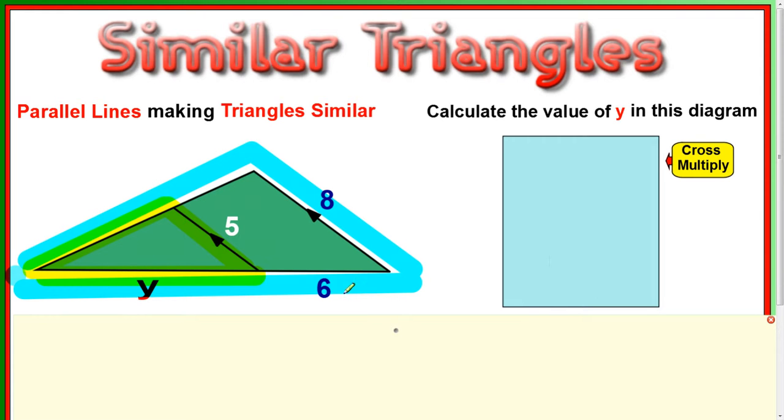But again, the bottom bit's a wee bit tricky to work out if you don't know what you're doing. From here to here's y, and from here to here's 6. So a lot of people write 6y, which is wrong. You don't multiply these two things. If that was, I don't know, 7 and that was 6, you would add them. So this bottom bit's y plus 6. So in the blue triangle you've got 8 and y plus 6. The wee yellow one here you've got 5 and y on it. And this looks like this.